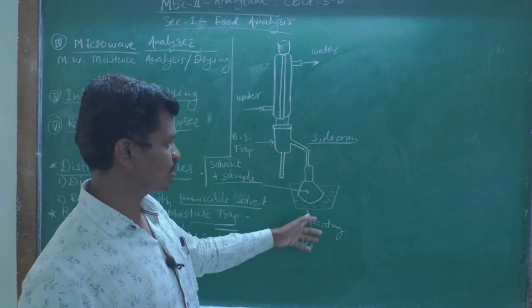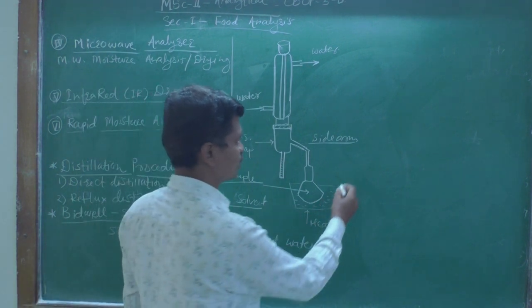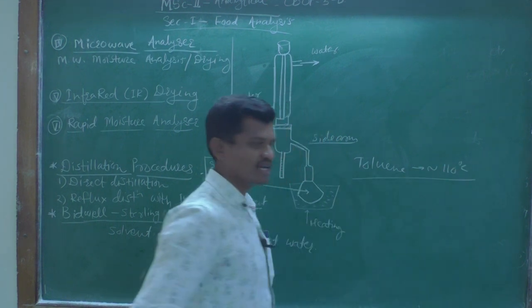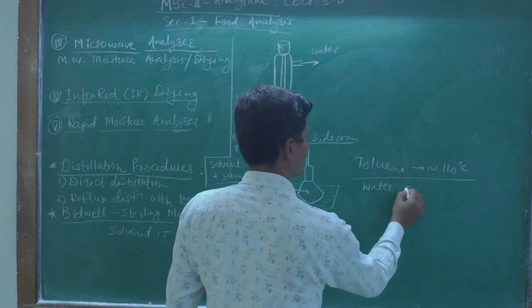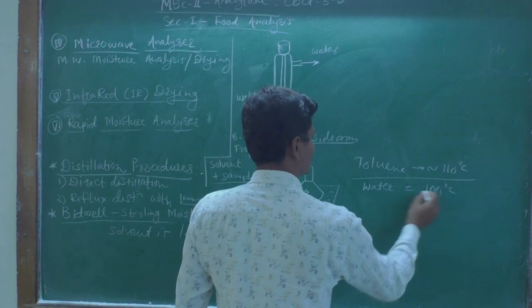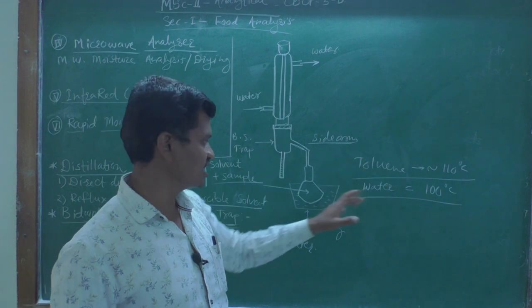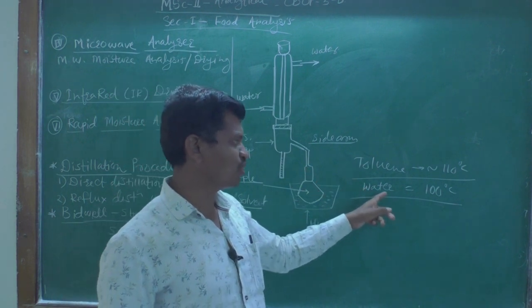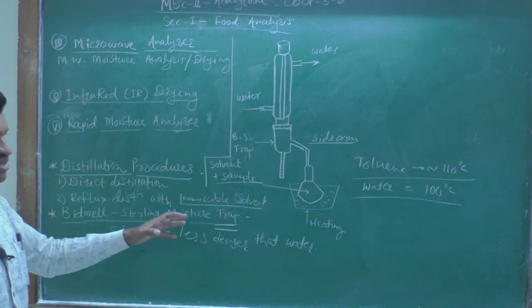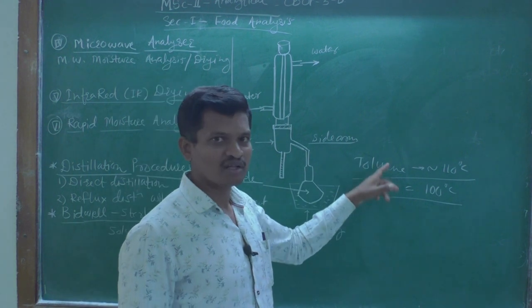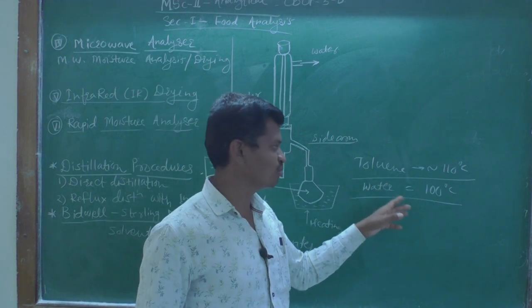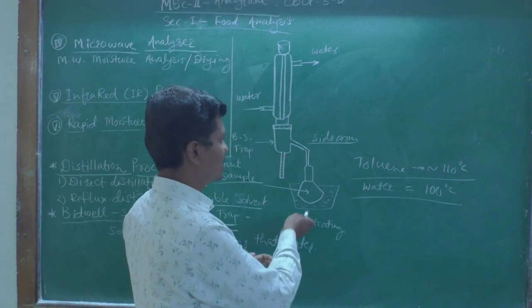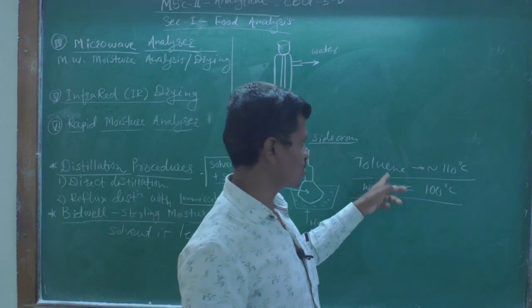Then when we are heating the sample, what will happen? Let us say toluene, which has a boiling point around 110 degrees Celsius, and water, which has a boiling point of 100 degrees Celsius. We have a mixture of these two solvents in this flask, and we are heating. This is nothing but a distillation technique, reflux distillation. We are refluxing a mixture of two immiscible solvents. The boiling point of water is lower, 100 degrees Celsius, so it will boil first.